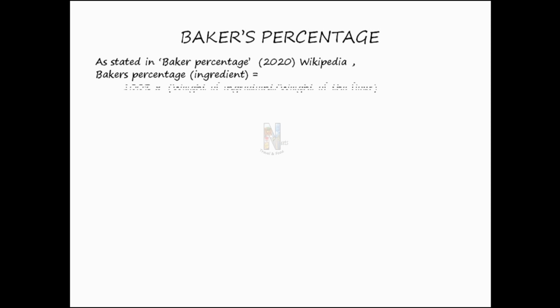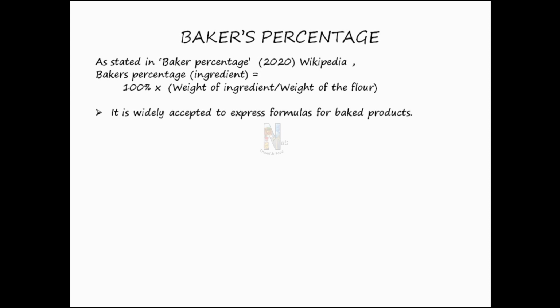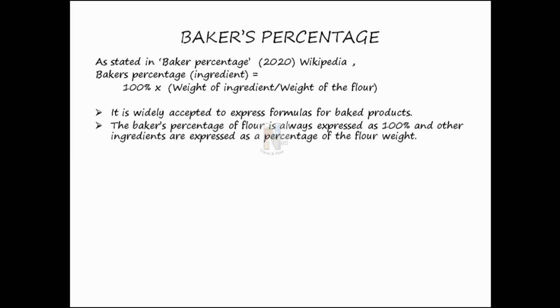Baker's percentage. A baker's percentage is a ratio of the weight of an ingredient divided by the weight of the flour, multiplied by 100%. It is widely accepted to express formulas for baked products. The baker's percentage of flour is always expressed as 100% and the other ingredients are expressed as a percentage of the flour weight. The sum of all the percentages should always exceed 100%.